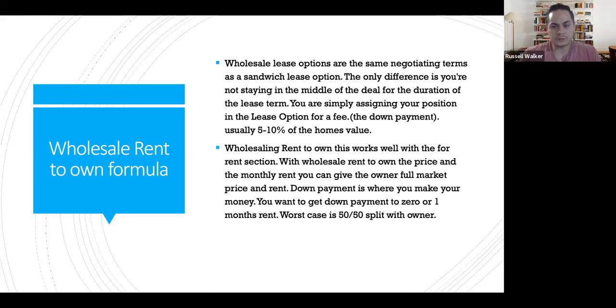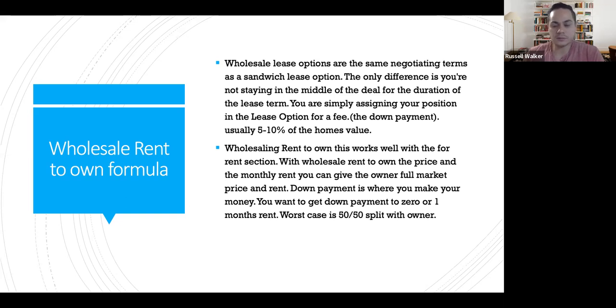The wholesale rent to own, you can get a lot of these from for rent listings on Craigslist, Zillow, and Facebook Marketplace. With wholesale rent to own, the price and monthly rent, you can actually give them full market value. So if the retail value of the house as is worth 200,000, you can give them 200,000. If the full market rent value of the house is 2,000 a month, you can give them 2,000 a month.